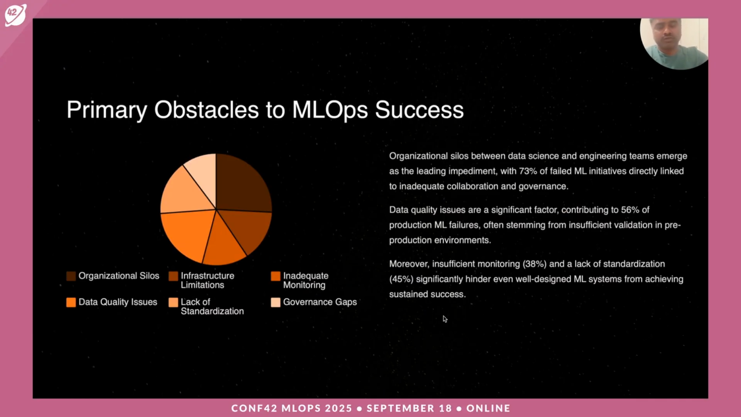And let's talk a few details about what are the primary obstacles to ML success. If you look at some of the charts here, you can look at organizational silos. For any success, it is extremely important for teams to collaborate and work in unison. I think that is extremely important. So at least in some of the studies, we can see almost 73% of ML initiatives failed because of inadequate collaboration and governance.